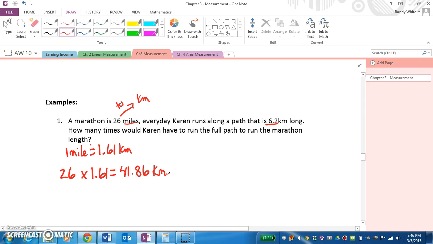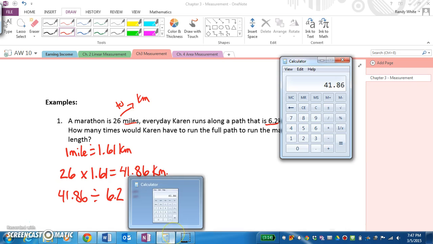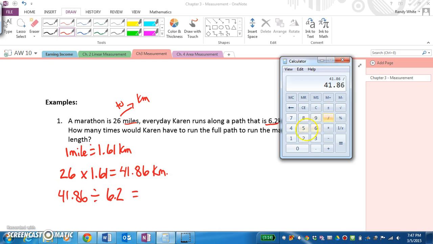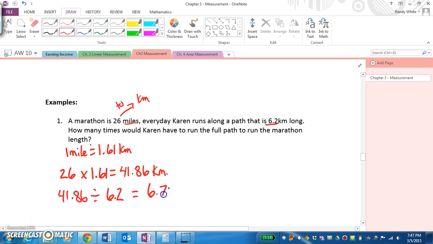So now what I want to do is figure out how many times she has to run that path to equal it. So I will take the 41.86 and divide it by the 6.2 kilometers that she runs along her path. So 41.86 divided by 6.2. So that's 6.75. So basically we would say she would have to run the path 7 times.